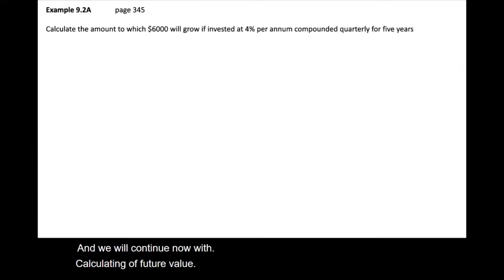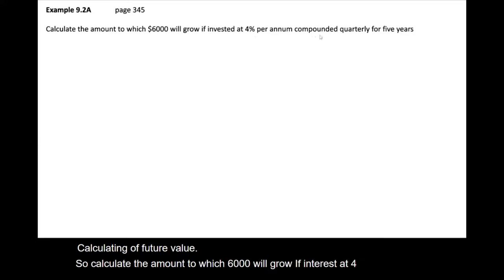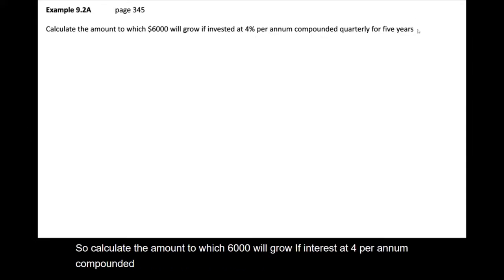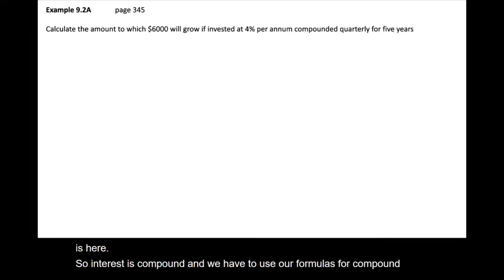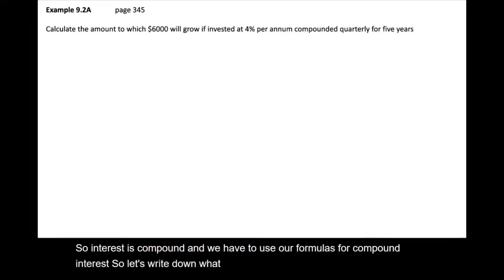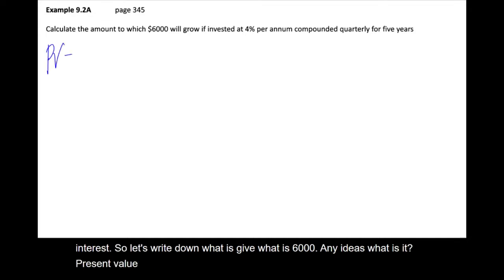Calculate the amount to which 6,000 will grow if interest at 4% per annum compounded quarterly for 5 years. As I said, that keyword compounded is here. So interest is compound, and we have to use formulas for compound interest. Let's write down what is given. What is 6,000? Any ideas? Present value, yes. Present value is 6,000.